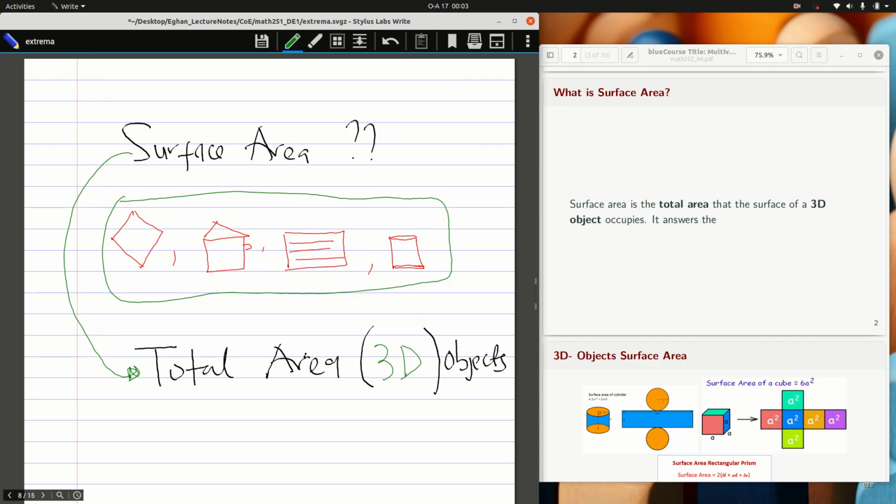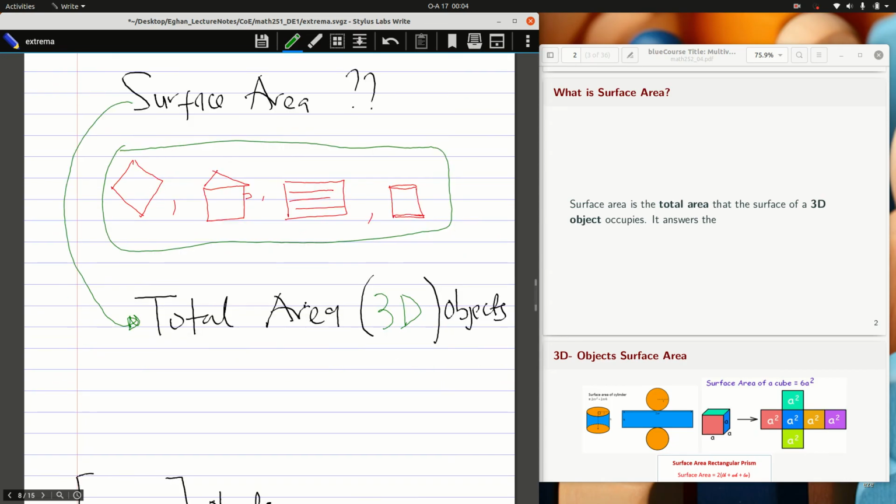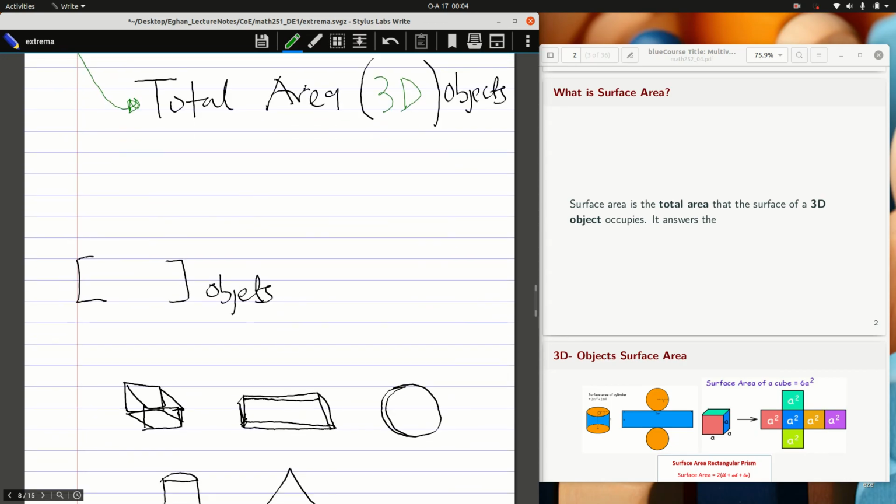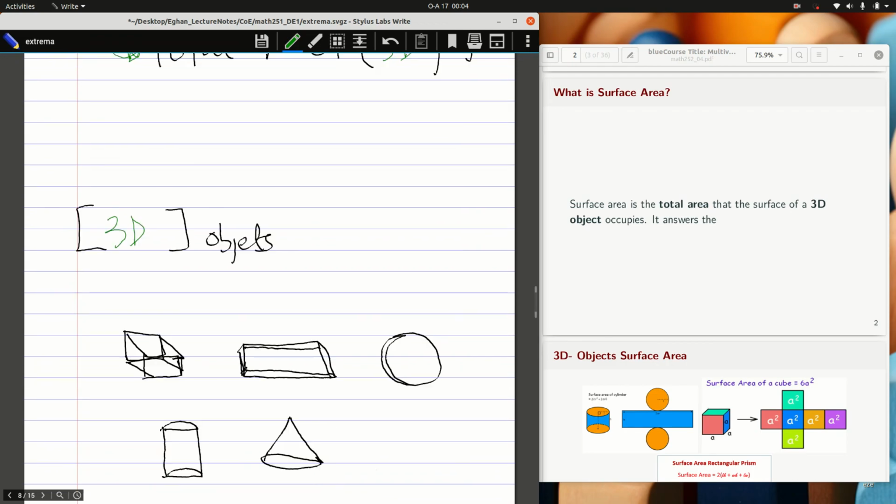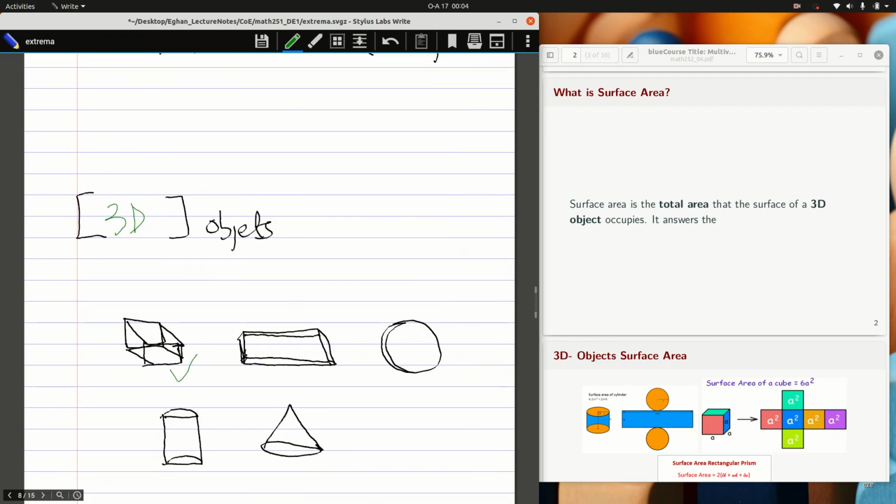Okay. Now what are some of the 3D objects we can think of? It can be a cube, a rectangular prism, a sphere, a cylinder, a cone. These are three-dimensional objects. For two-dimensional objects, we have the circle, the square, the rectangle, and the triangle.